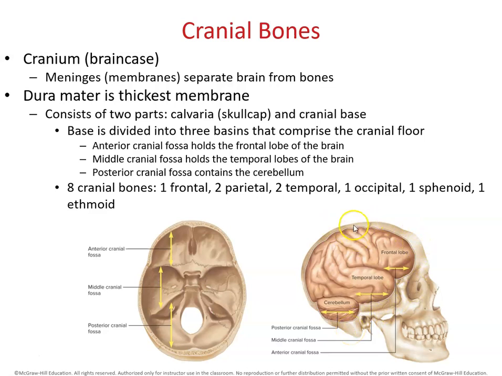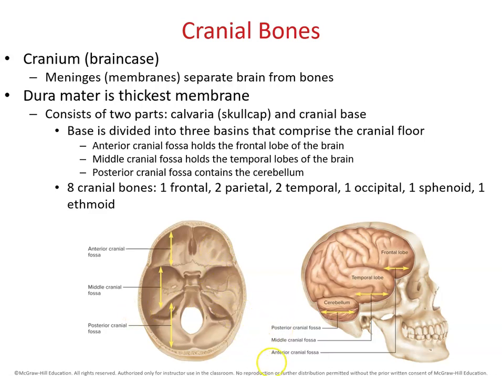Separating the bone from the brain is a series of membranes. Another term for these membranes is the meninges. The thickest, most important of those membranes is the dura mater. The brain case can roughly be divided into three basins.